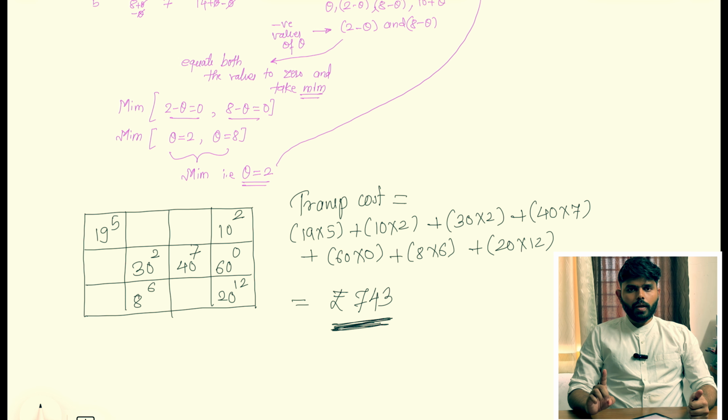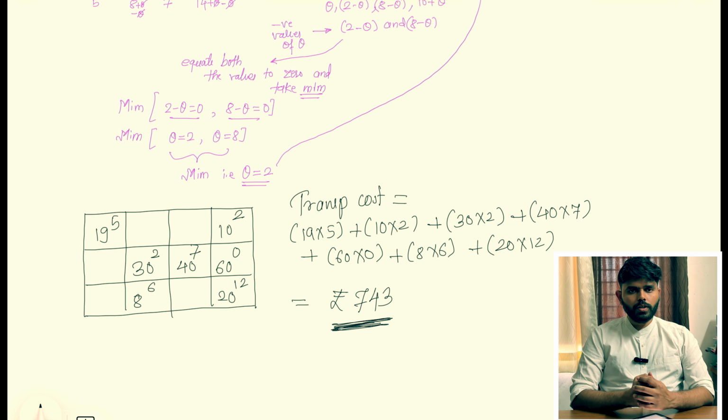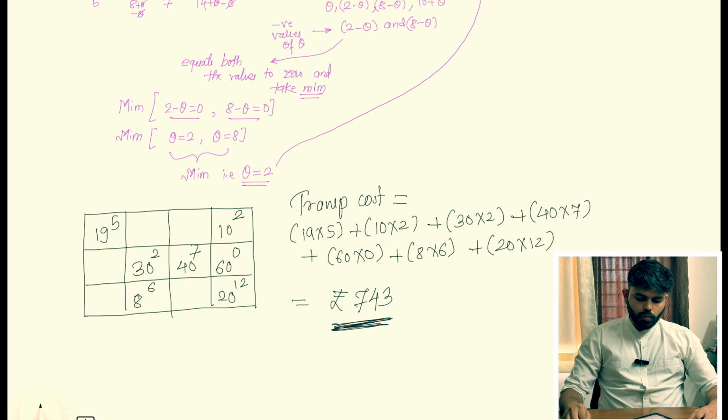The first step is that for an allocated cell, Cij must be equal to Ui plus Vj. Okay? And for non-allocated cells, Cij minus the bracket Ui plus Vj should be greater than or equal to 0. If this is satisfied, then we can say that this solution, 743, is an optimal solution.